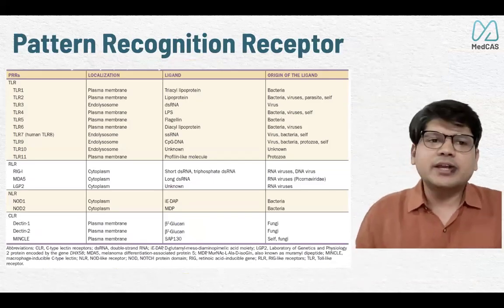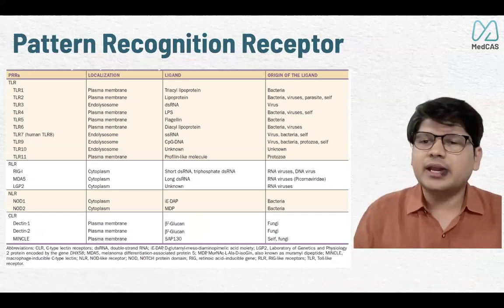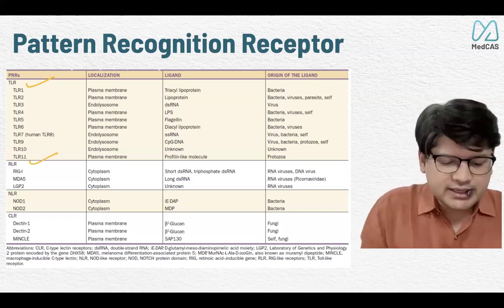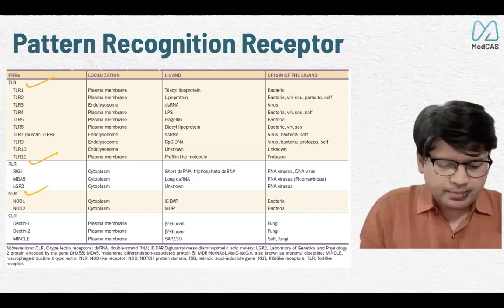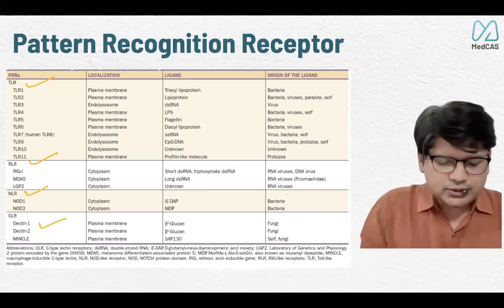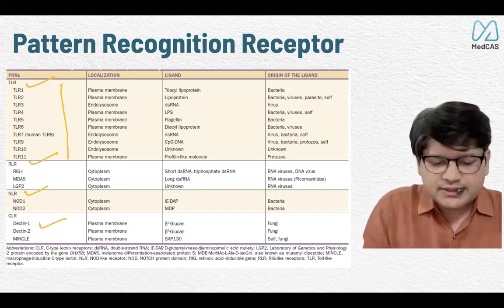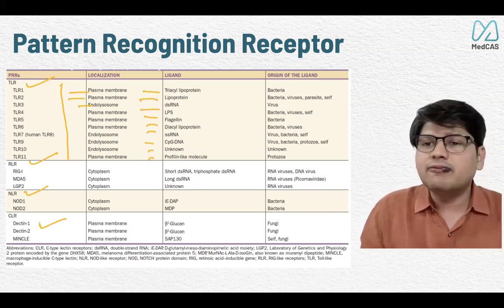Okay, so this is what Harrison tells: what are the types of PRR, what does each identify, and where they are located. First is toll-like receptor, then RIG-like receptor, then NOD-like receptor, and then CLR. In TLR you have a huge number of them, each located on the membrane or endolysosome, identifying something different. Now, is it really required to remember what each identifies? Sadly, the answer is yes for MCQs.